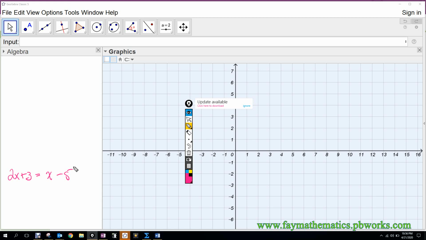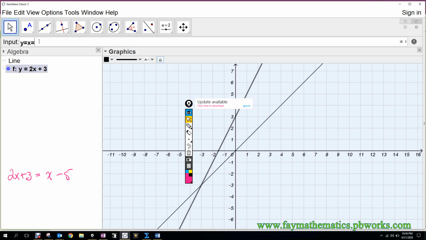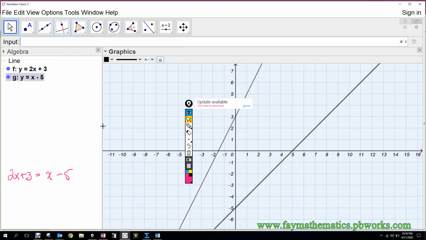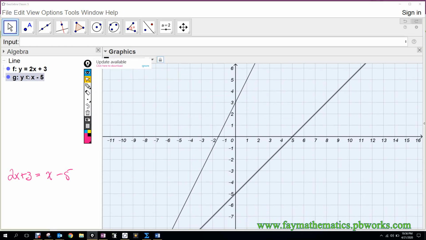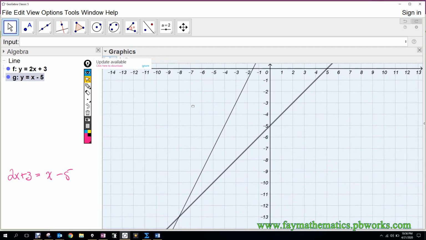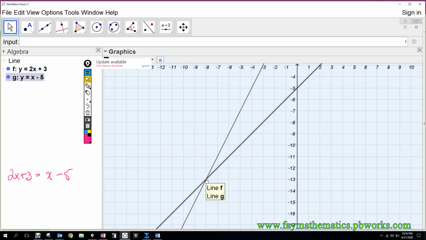But if you remember, we demonstrated this and said, well, if we graph just the left-hand side as y equals 2x plus 3, and then graph just the right-hand side as y equals x minus 5, if there is a solution, these two lines, graphs, curves, whatever you want to call them, should intersect. And they intersect right there. The solution to this equation, then, is the x value at which they intersect.